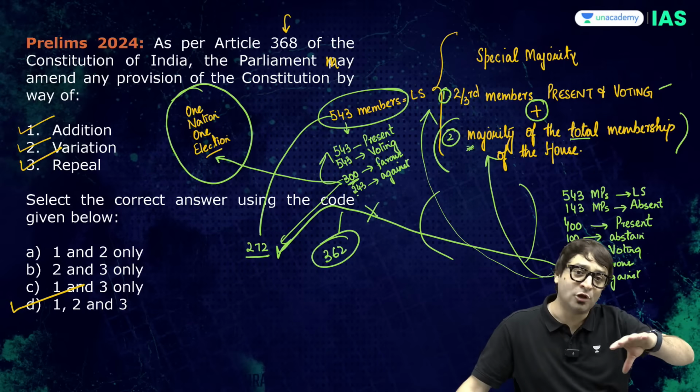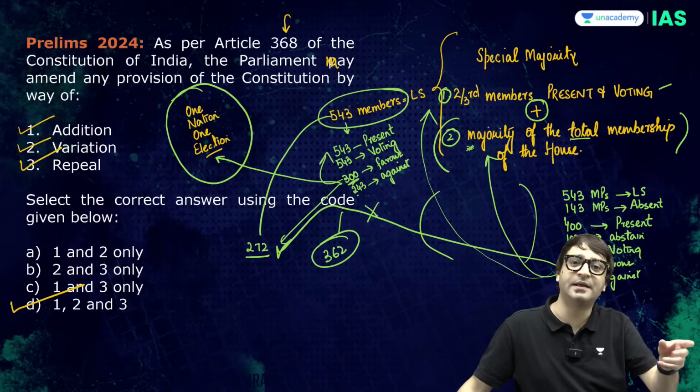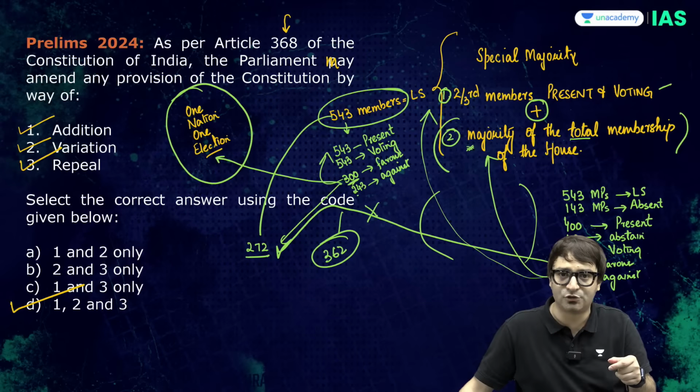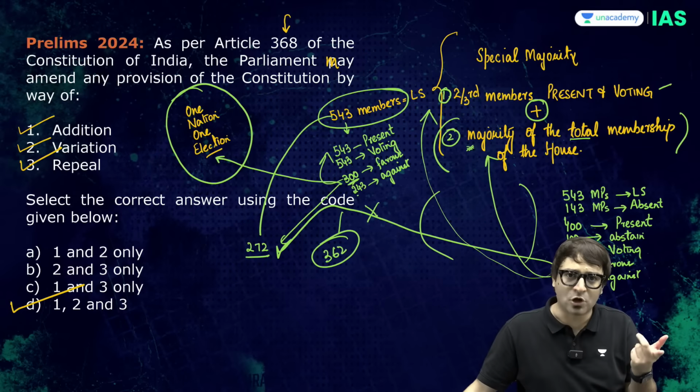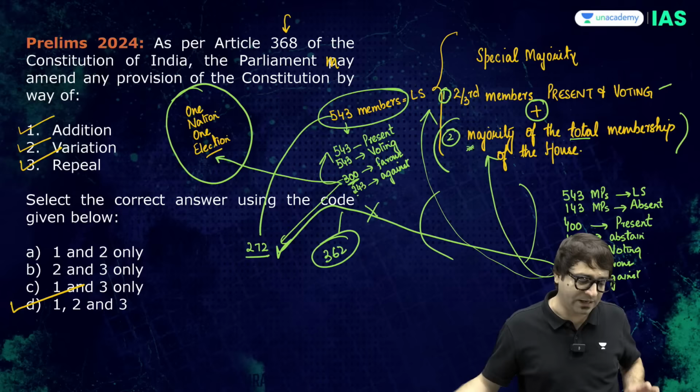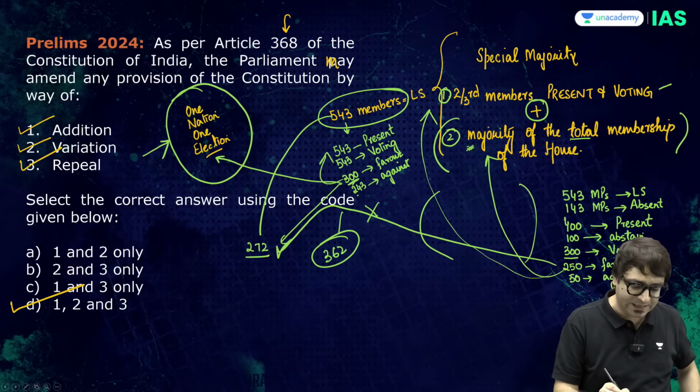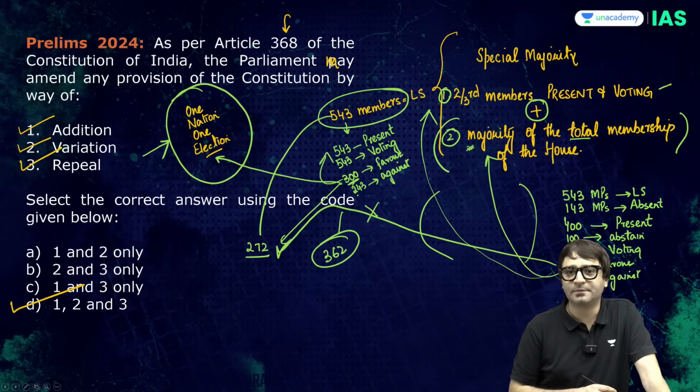Because this is not the composition. This is unlike the composition of the Lok Sabha that we had in 2019. This is a different Lok Sabha where the opposition has a massive say. So without opposition support, this bill on one nation, one election will never be passed.